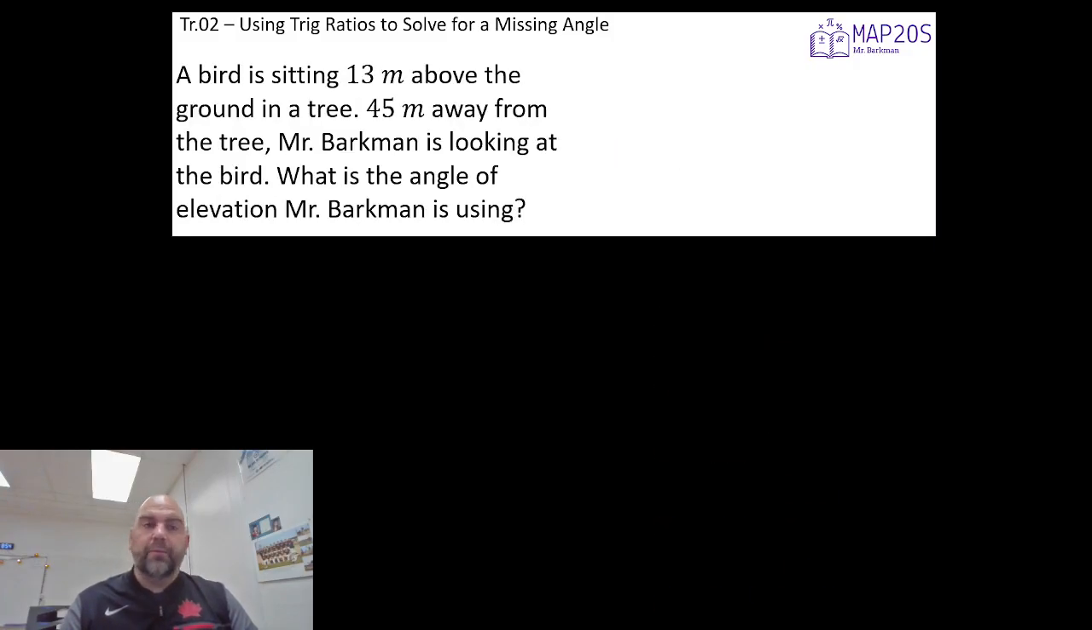All right, let's do a word problem. We have a bird that is sitting 13 meters above the ground in a tree. 45 meters away from the tree, Mr. Barkman is looking at the bird. What is the angle of elevation Mr. Barkman is using? All right, pause the video, draw a diagram, and determine what the angle of elevation is.